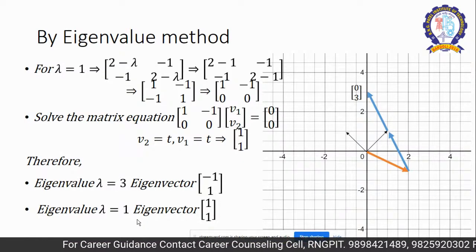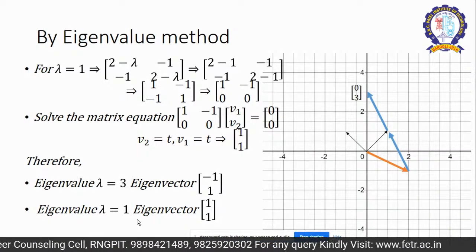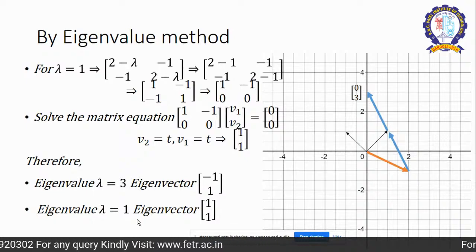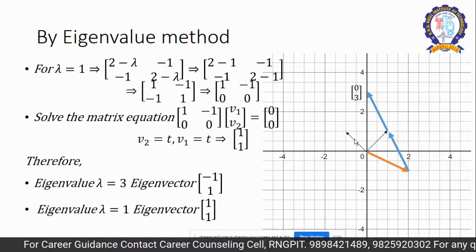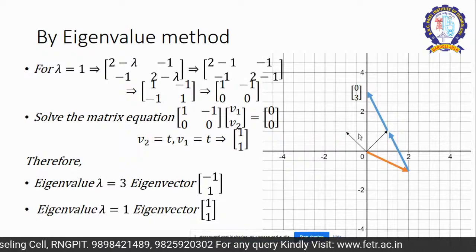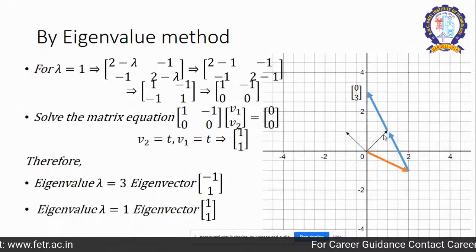We scale the blue vectors and can achieve the target 0, 3. But here we get two different vectors: one is -1 and 1, and the second is 1 and 1. The black ones give these vectors: -1 and 1 gives this vector, and 1 and 1 gives this vector. Note that these two vectors are perpendicular.